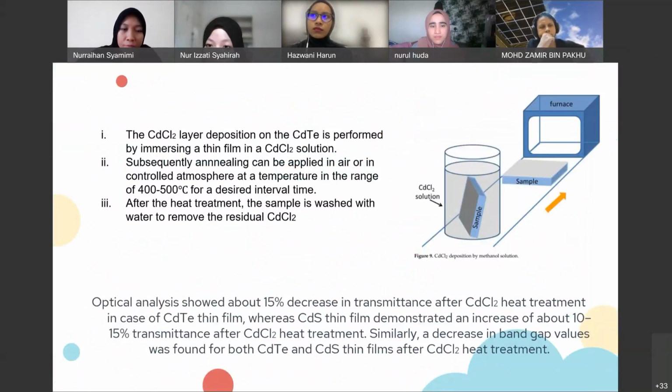Is it the beneficial effects of the cadmium chloride treatment? Yes. From what I read, there are lots of benefits from this cadmium chloride treatment, for example recrystallization. It can reduce the optical loss, strain recovery, grain growth, and grain coalescence. It can also enhance interdiffusion, leading to the formation of cadmium selenide telluride.